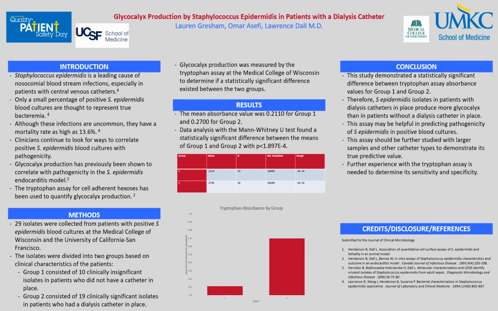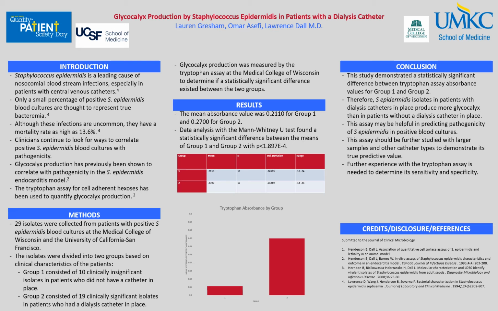So as you can see from the results, the mean absorbance value was 0.211 for group 1 and then 0.27 for group 2. Data analysis was performed with the Mann-Whitney U-test, which found a statistically significant difference between the means of group 1 and group 2 with a p-value less than 0.05. And looking at the graphs, we can see the difference is pretty significant between the two groups.